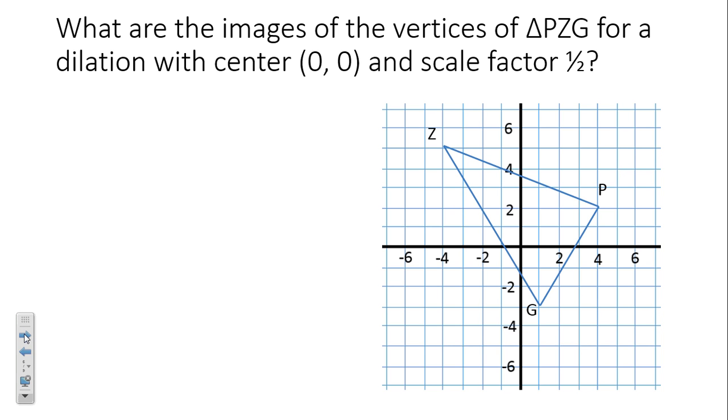So they can ask us to go one way. They can ask us to come back. They can give us the points and now say, let's use a scale factor of 1/2. So my original P was 4 over 2 up. If my original P was 4 over 2 up, what's P prime going to be? 2 over 1 up. Take half of each coordinate. So 2 over 1 up.